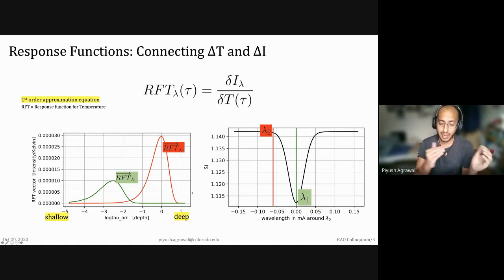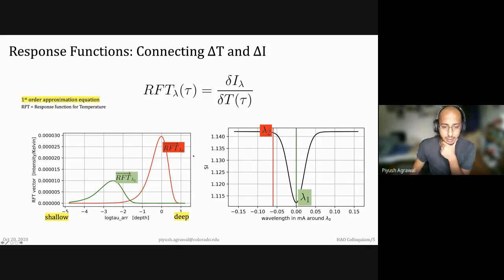For that, you need to find a connection between the spectra and the model, and for that come in the response functions. The response functions depend on two things, the wavelength and the depth of the model. It's basically defined as: if I make a small change in temperature at a given depth, how much does my intensity at a given wavelength change? So in some sense, it also measures the sensitivity of my spectra to the model at a given depth. If my spectra does not change when I change my temperature at a given depth, that just means the spectra is not sensitive to the temperature at that depth.